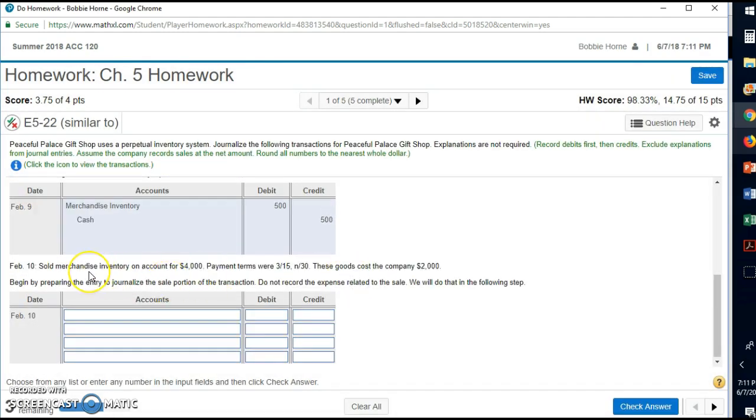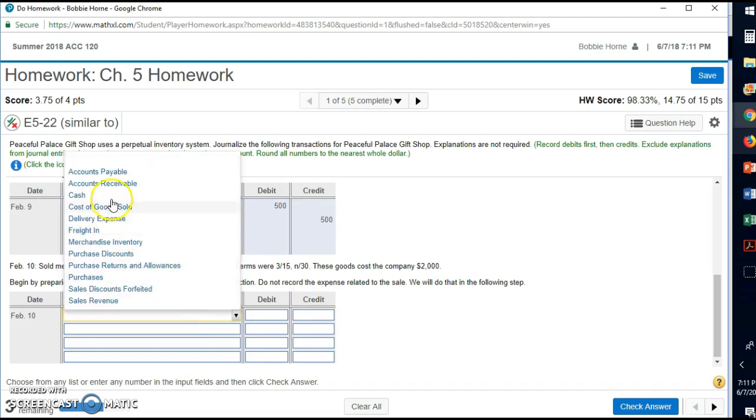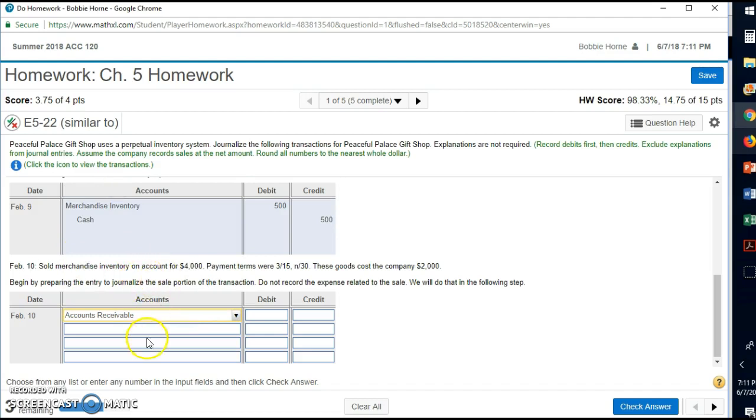But as a buyer, you put it in inventory. Now, we sold, and now we're the seller. We're selling inventory on account for $4,000. When you sell, you go ahead and calculate the discount. You only record the sale. I believe it's accounts receivable. You record the sale at the discounted price.